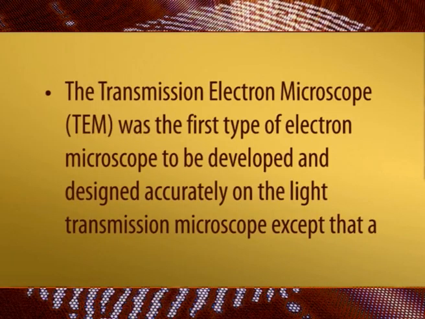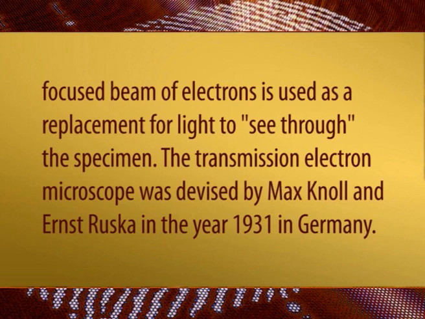The transmission electron microscope was the first type of electron microscope to be developed and designed accurately on the light transmission microscope, except that a focused beam of electrons is used as a replacement for light to see through the specimen. The transmission electron microscope was devised by Max Knoll and Ernst Ruska in the year 1931 in Germany.